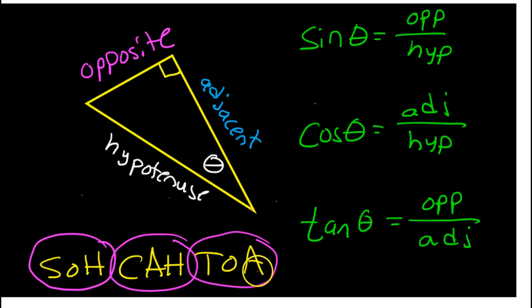SOHCAHTOA will help you remember that because the SOH stands for sine is opposite over hypotenuse, the CAH stands for cosine is adjacent over hypotenuse, and the TOA stands for tangent is opposite over adjacent. So, if you remember SOHCAHTOA and how to spell it right, you've memorized all three definitions.